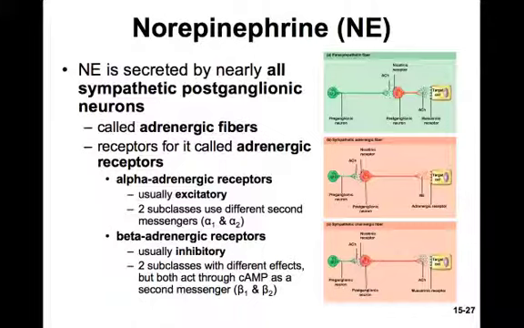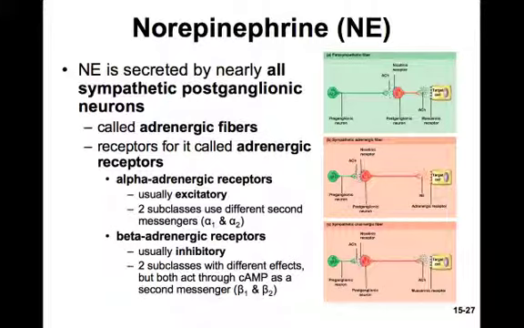Now, norepinephrine was our other neurotransmitter, and it is secreted by nearly all sympathetic postganglionic neurons. Now, we say nearly all because there are some exceptions. A fiber that secretes norepinephrine is called an adrenergic fiber, because norepinephrine and noradrenaline are the same substance. The receptors for norepinephrine are called adrenergic receptors. We'll see alpha adrenergic receptors and beta adrenergic receptors. Of course, there are subclasses of each of those.